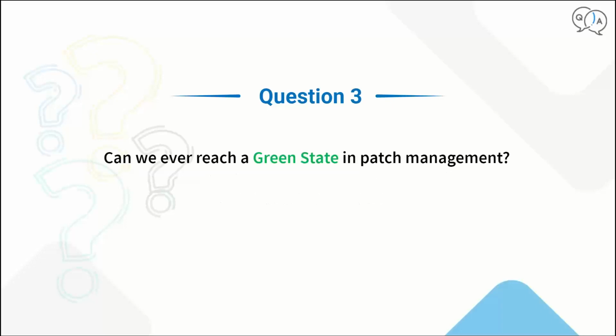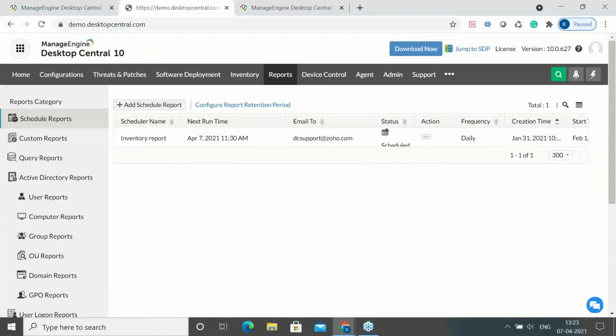Take a look at the next question. How can we ever reach a green state in patch management? This can be easily achieved by configuring your system health policy. I have already covered this. You can configure your system health policies and check how many machines are highly vulnerable, vulnerable, and healthy. So your green state in patch management will ideally be when you have 0 highly vulnerable machines, 0 vulnerable machines, and all of your machines are in the healthy state.